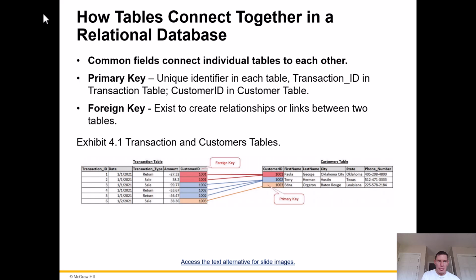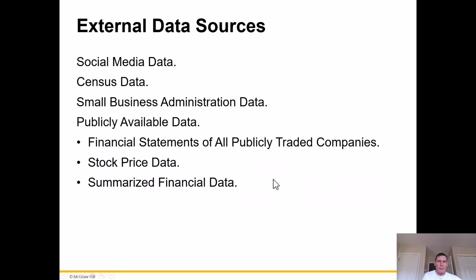So, how tables connect together in a relational database. Common fields connect individual tables to each other. A primary key would be the unique identifier, so that could be a tax ID number, social security number, and so on. A foreign key exists to create relationships or links between two different tables. If you notice in Exhibit 4.1 here, this is a foreign key in the transaction table. But if you look in the customer table, that's the customer ID, which of course is the primary key, the unique identifier in the customers table.